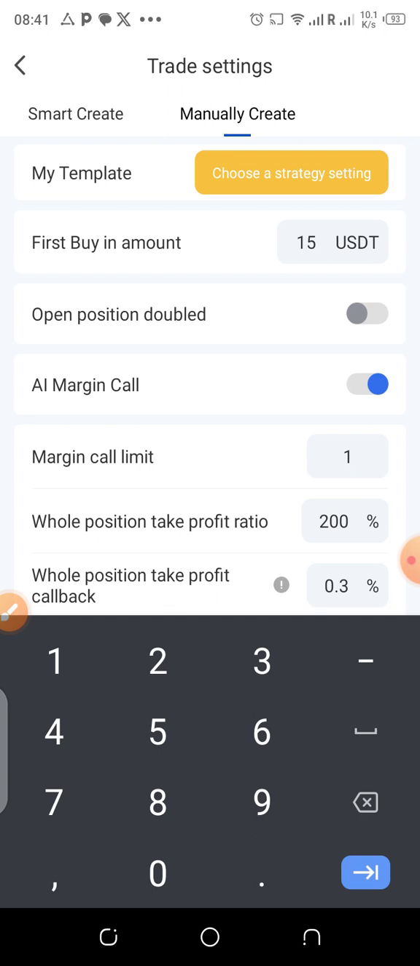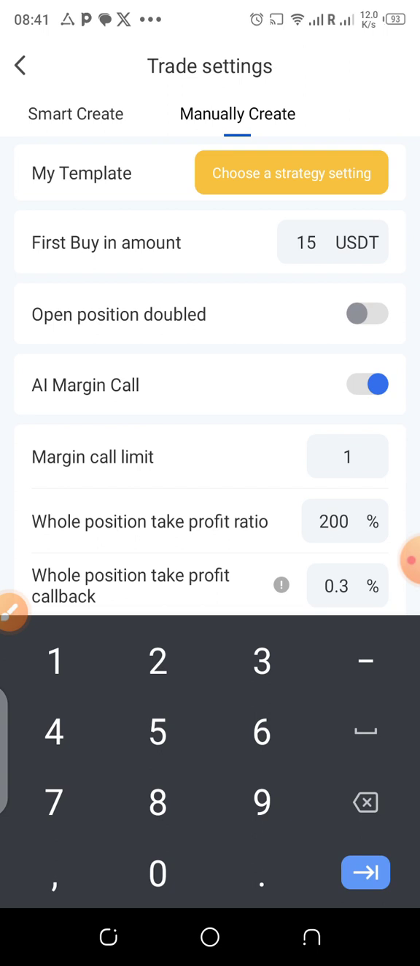You may pick a trade. You think that it is going to go up in profits. Unfortunately, the market does not move in your favor. It just drops. So this is what we call margin call limit.